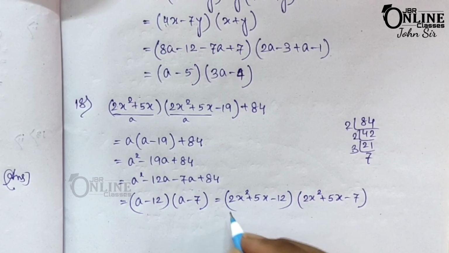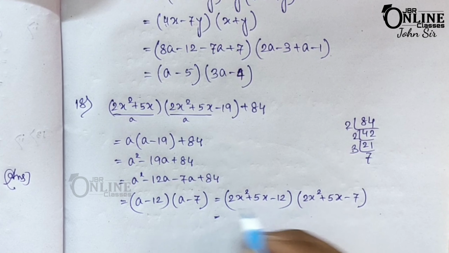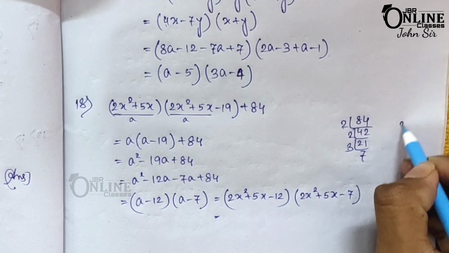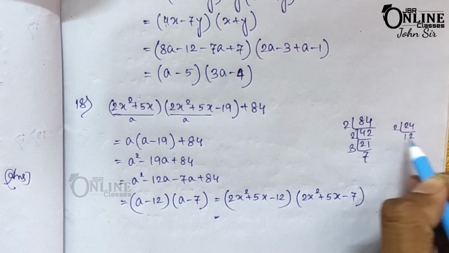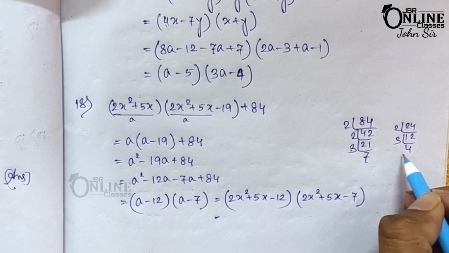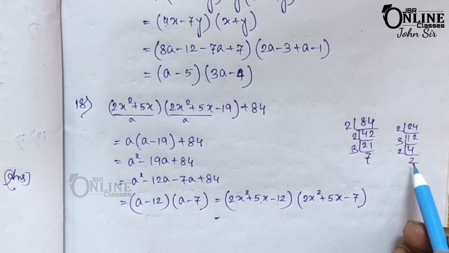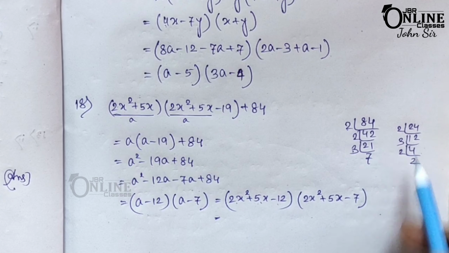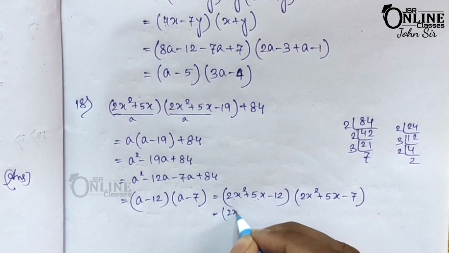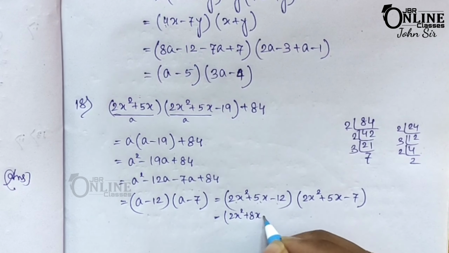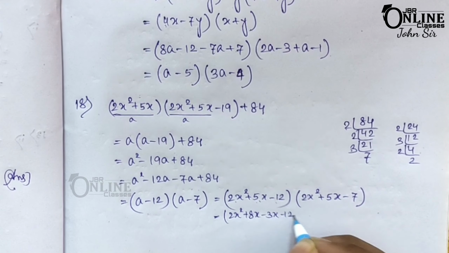Now here again you have to factorize these two expressions. For the first one, 12 and 2 is 24. So 24 means 12 and then 3 4, and then 2 2. Here the factors are 2 3 2 2. So 2 into 2 into 2 is 8, 8 minus 3 becomes 5. So here 2x square plus 8x minus 3x minus 12.